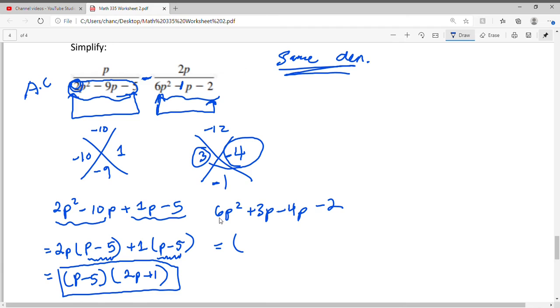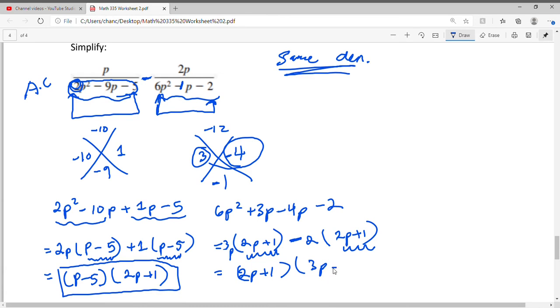So let's take out the 3p to the front. What's left is 2p plus 1. And here I could take out a negative 2 because I want the 2p plus 1 to be left over. If I take out a positive 2, it won't give me 2p plus 1. So make sure you take out a negative. These two better be the same. Take that out. We have 2p plus 1 times 3p minus 2. So a lot of work, but we factored the denominator.